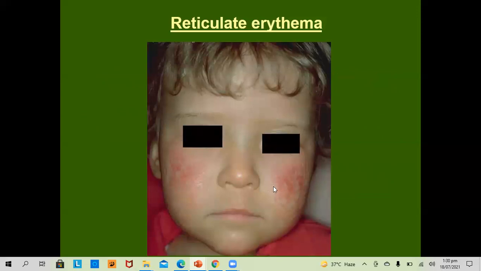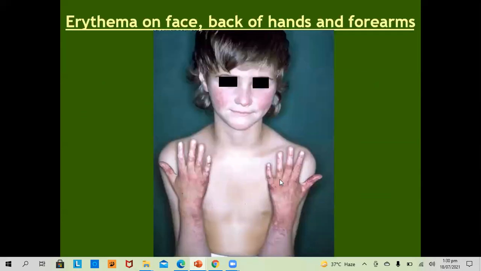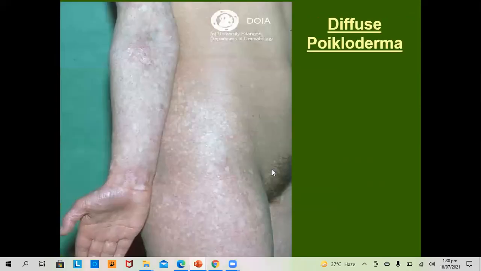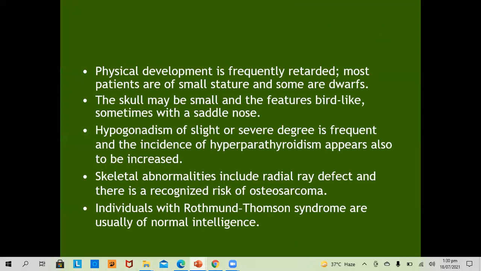This is the reticulate erythema that is seen on the face and on the hands and forearms, and even diffuse poikiloderma involving the whole body. Physical development is frequently retarded. Most patients are of small stature and some are dwarfs. The skull may be small, and bird-like features with a saddle nose are seen.